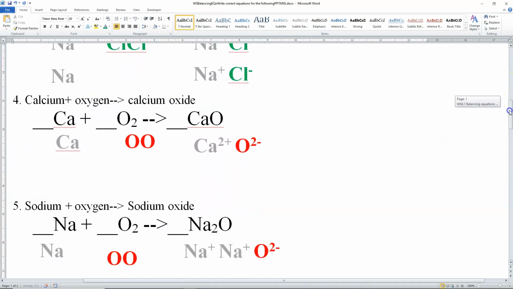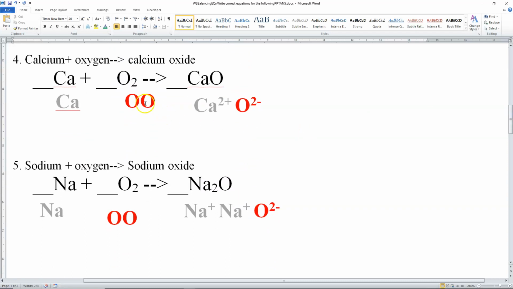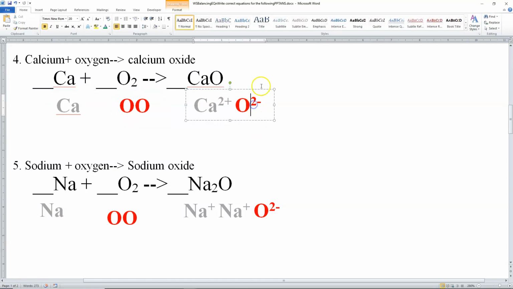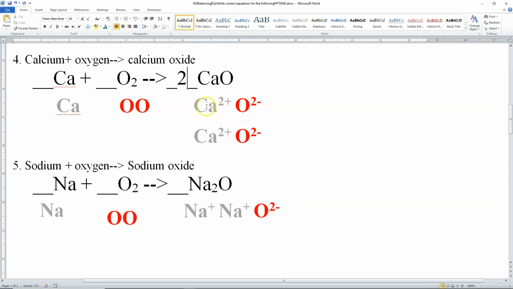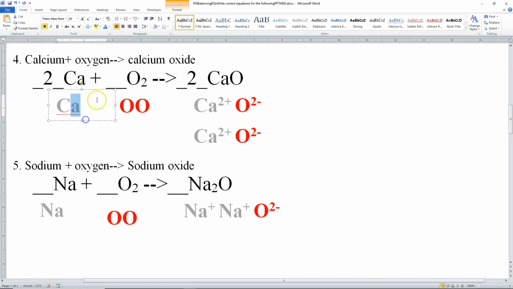Calcium plus oxygen going to calcium oxide. We've got 2 oxygens on the left, and we've got 1 oxygen on the right. So we could increase the amount of calcium oxide, like so, and that means the oxygen is now balanced, 2 oxygens on each side. On the left we've got 1 calcium, on the right 2, so we need to increase the amount of calcium on the left. So we could do this, and we now have a balanced equation.